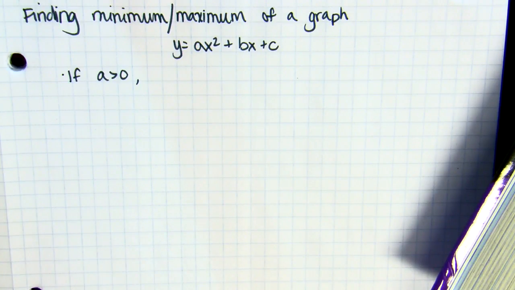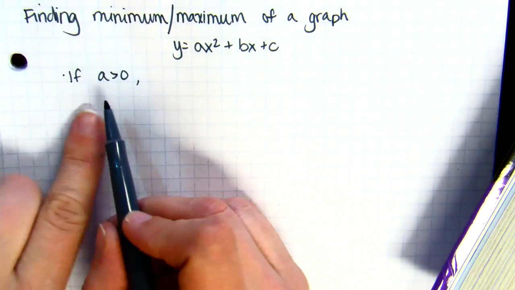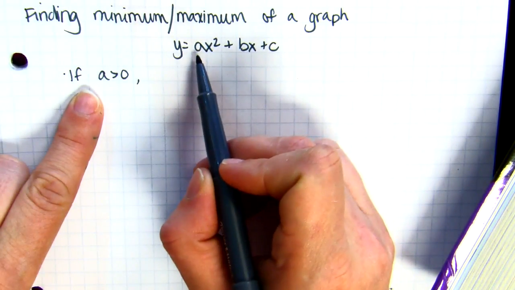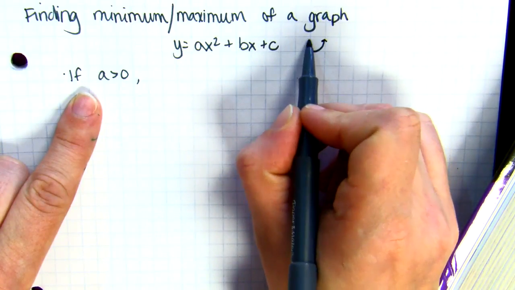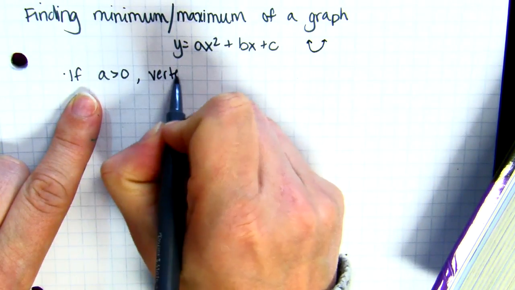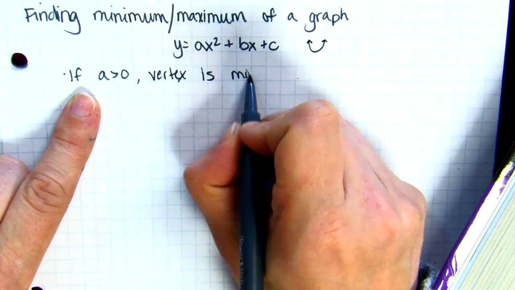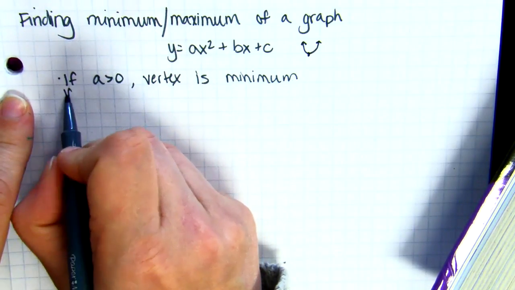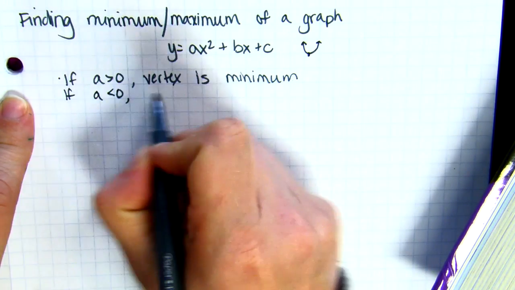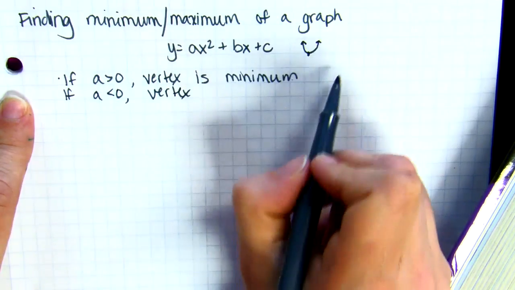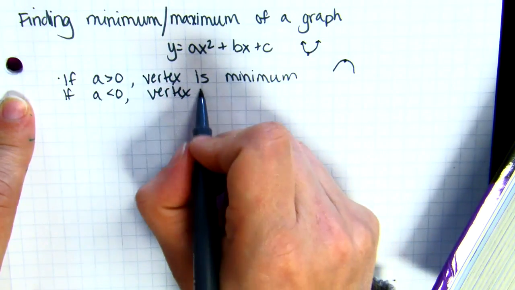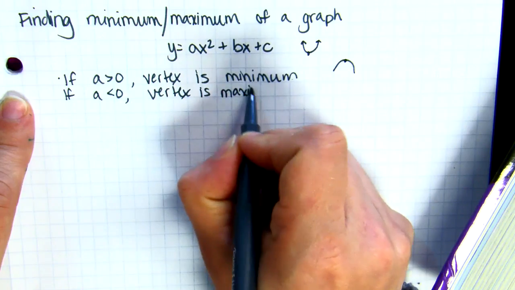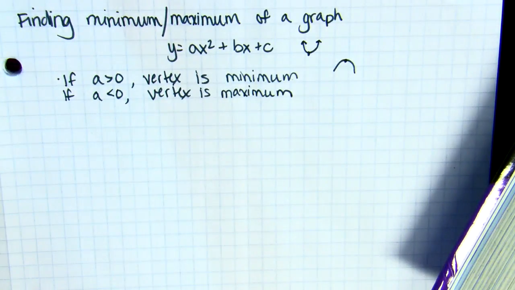Okay, so the last thing we're going to look at is finding the minimum or the maximum of a graph. So this is pretty easy. If a is greater than 0, that means my graph opens up. So the vertex is the minimum value. It's the bottom of my parabola. If a is less than 0, then my graph will open like this, and you can see that the vertex is the maximum value. So finding those is really easy. It's just finding the vertex.